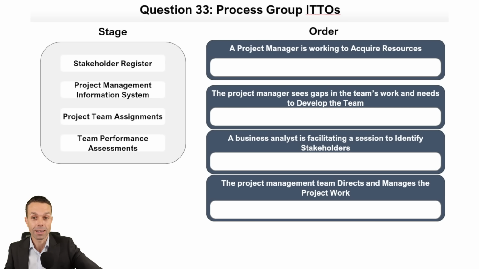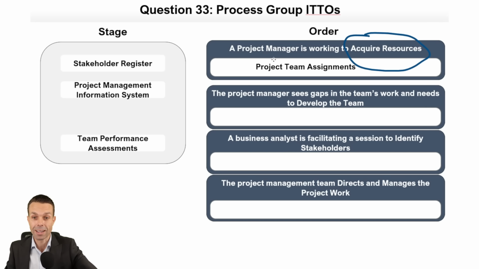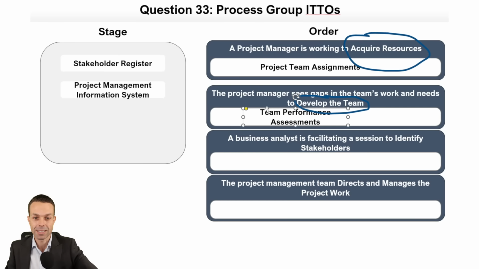Process Groups inputs, tools and techniques, and outputs. A project manager is working to acquire resources. Okay, and I like this because it basically tells us what we're working on here. Acquiring those resources, let's have a look. Project team assignments, because who is assigned within the team? That one makes sense. A project manager sees gaps in the team's work and needs to develop the team. This is very handy. It's laid out very nicely for us, actually. What are we going to do here? Team performance assessments. We're going to assess the team performance.